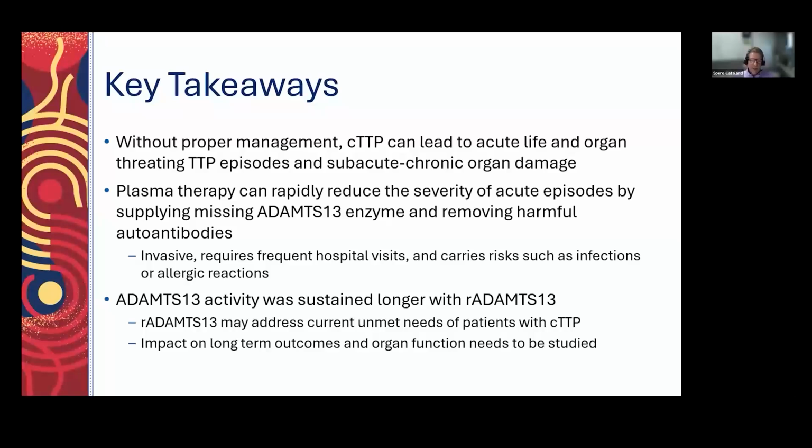Recombinant ADAMTS13 may indeed address some current unmet needs in patients with congenital TTP, but certainly the levels that need to be achieved to prevent subacute symptoms, and I believe more importantly, long-term complications, really need to be done and studied in greater detail.